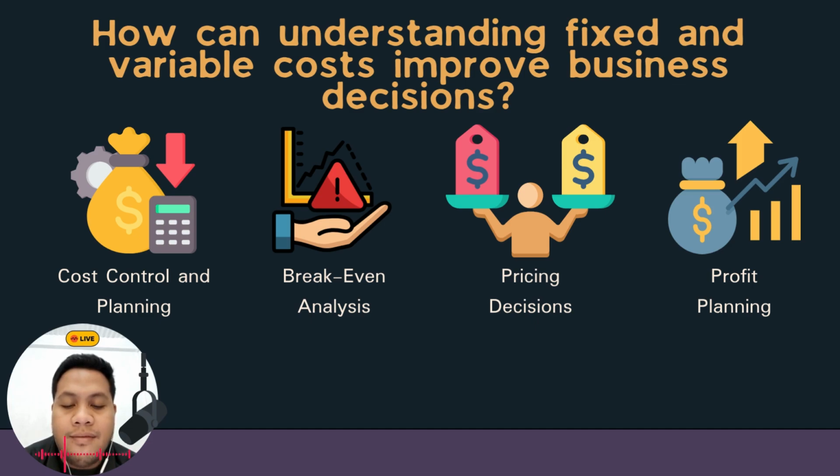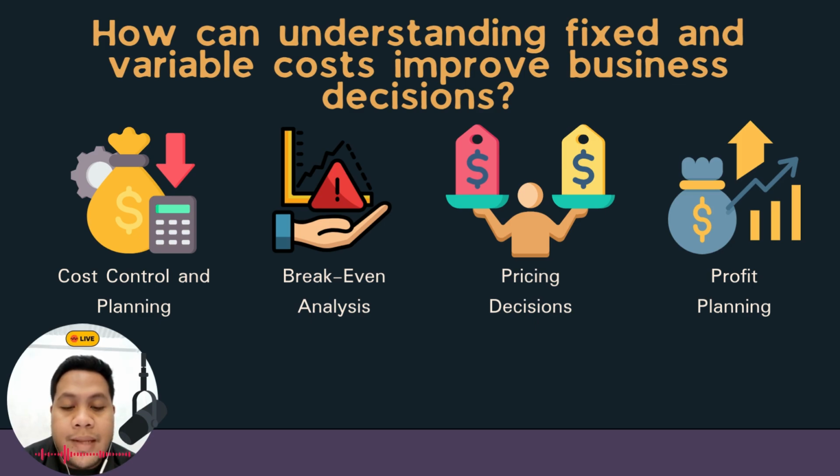Second, break even analysis. Knowing the distinction allows for precise calculation of the break even point, helping managers determine the sales volume needed to cover costs and achieve profit, thus assessing risk and setting sales targets. Third, pricing decisions. Understanding the nature of costs assists in setting competitive prices that cover variable costs and contribute to fixed costs, ensuring profitability at different sales levels.